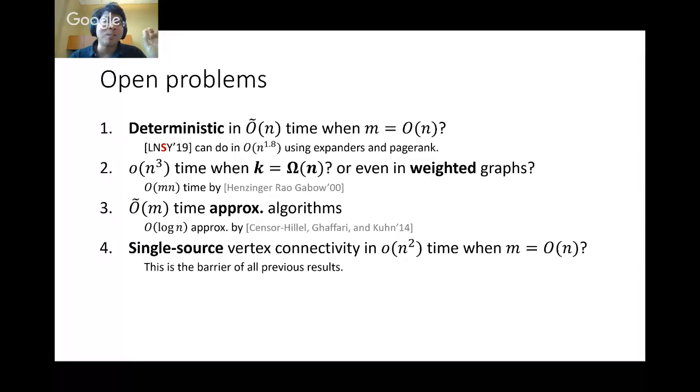The reason why our previous results cannot break n² time is that their techniques can actually solve single source vertex connectivity. And maybe one can break this bound, or maybe there is a conditional lower bound, but both upper bound and lower bound we don't know. So I think it is interesting.